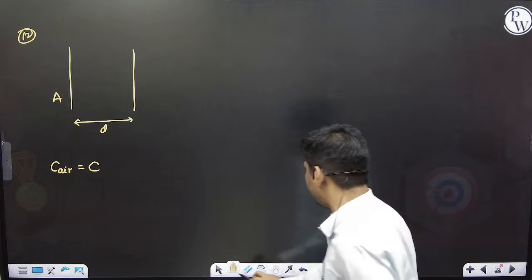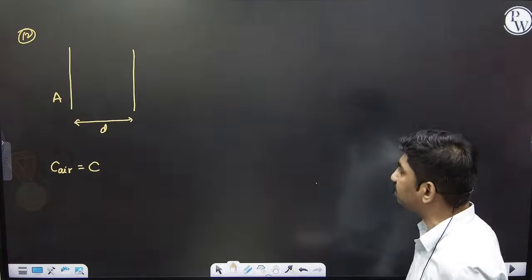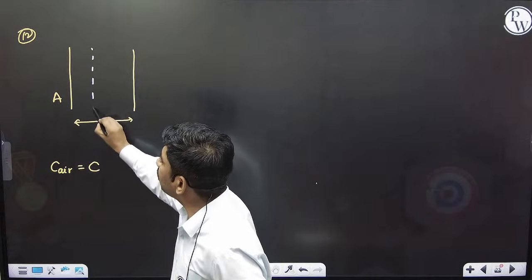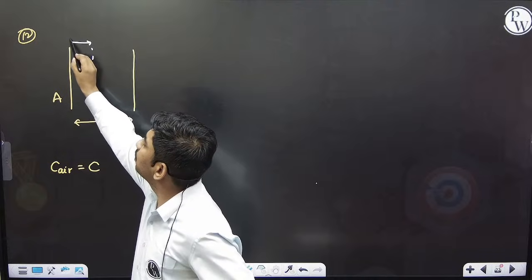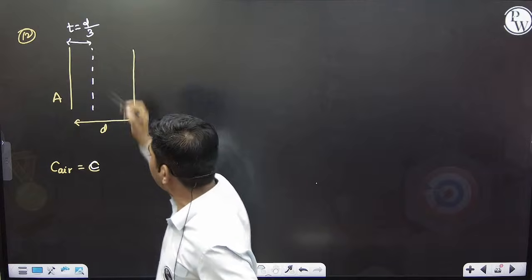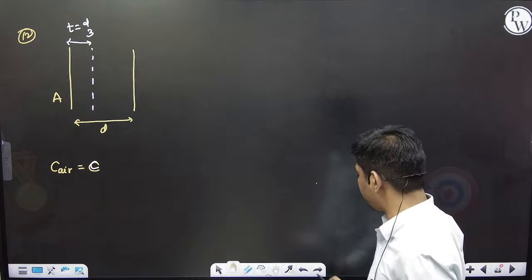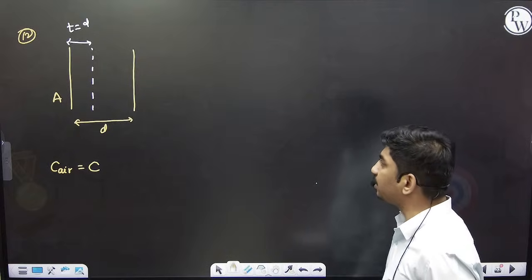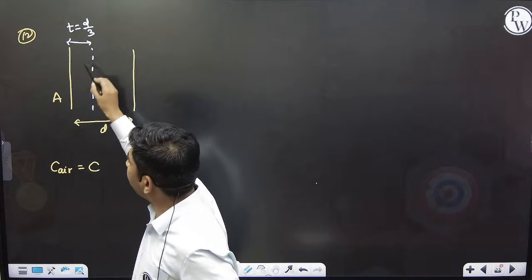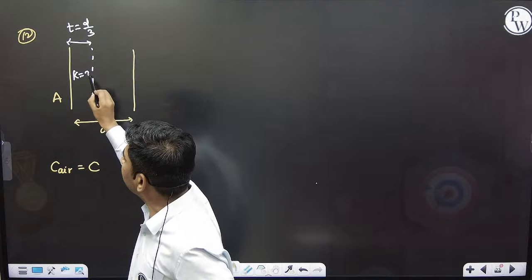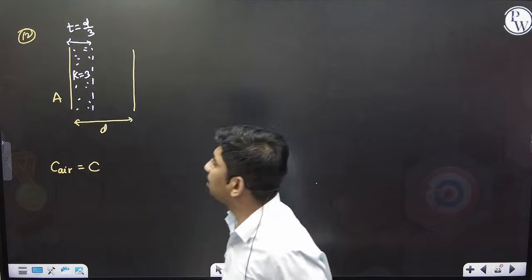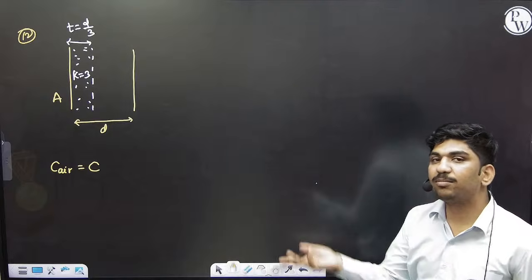Now what did they do? They did one thing. They filled this capacitor with a dielectric up to a thickness of t equal to d by 3. Now this d by 3 thickness of dielectric with K equal to 3 they have given. So we have a dielectric like this with us. Now they are asking us what is the capacity now.